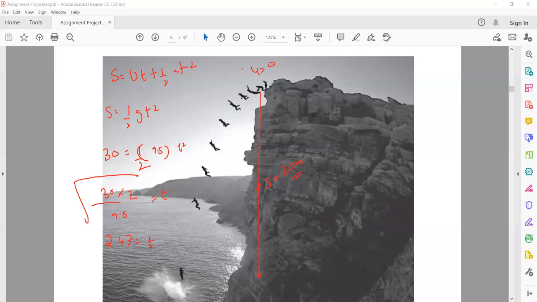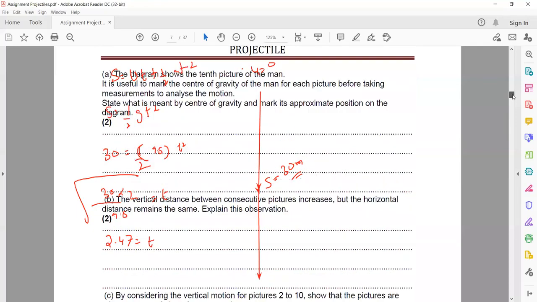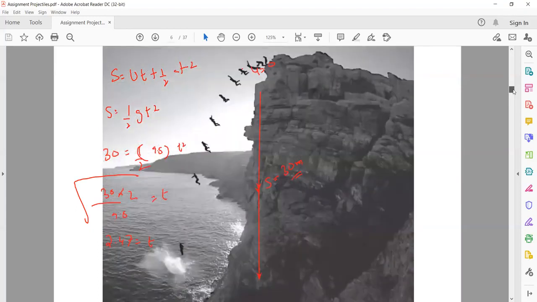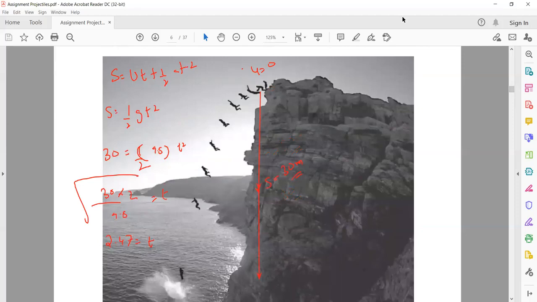And how many pictures are there? As you can see, there are 8 pictures. We want to show that the pictures are taken at a rate of 3 pictures per second. They mention: by considering the vertical motion from 2 to 10, show that the pictures are taken at a rate of 3 per second. So how many pictures are there from 2 to 10? Picture 2 is already there. When we count 1, 2, 3, 4, 5, 6, 7, 8 pictures are taken in this time interval of 2.47 seconds.